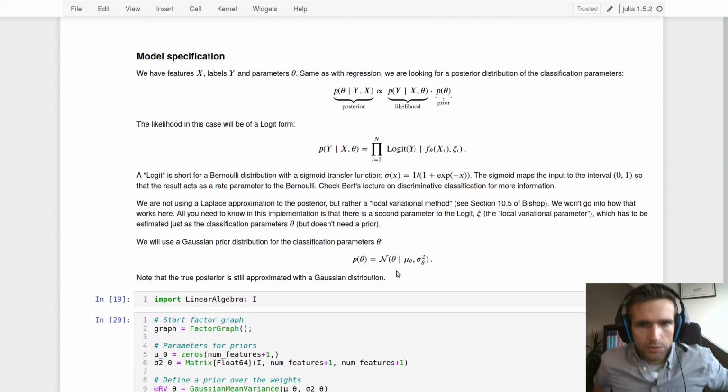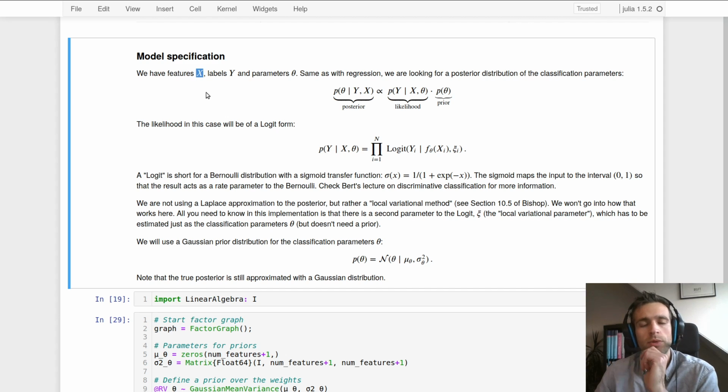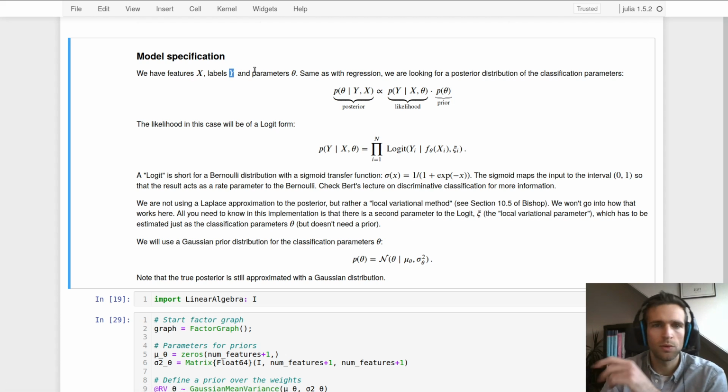Right, so now we are moving to the model specification part. This is quite similar to the regression section. Before we called the input variables x, we called them covariates in the regression nomenclature. Now we're calling them features, and we used to call y the responses, now we're calling y the labels. But we still have parameters theta, and same as with regression, we're looking for a posterior distribution of the classification parameters, so that's p of theta given y comma x, and that posterior is proportional to the likelihood of y given x and theta times the prior p of theta.